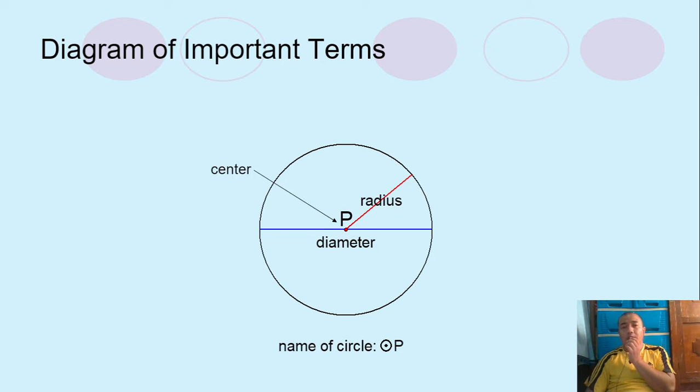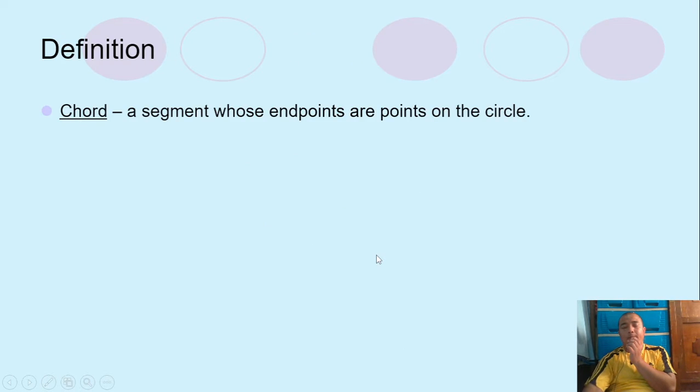So, how do we name a circle? They are named using the center of the circle. The center is point P, so the name of the circle is circle P. The diameter is a line segment that passes through the center of the circle, where the endpoints are any 2 points on the circle. Radius is a line segment where the endpoints are the center and any point on the circle. And we have the center point P.